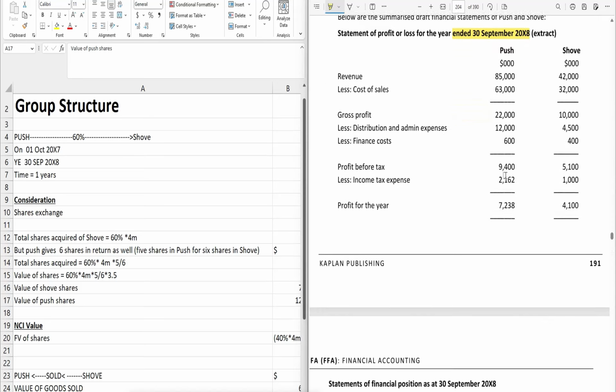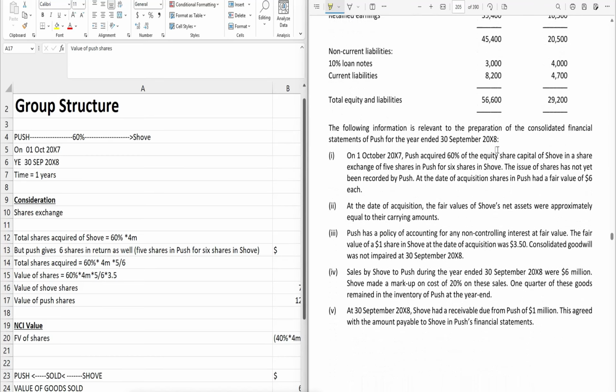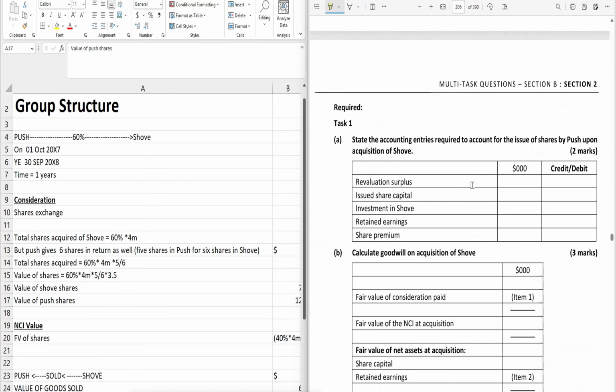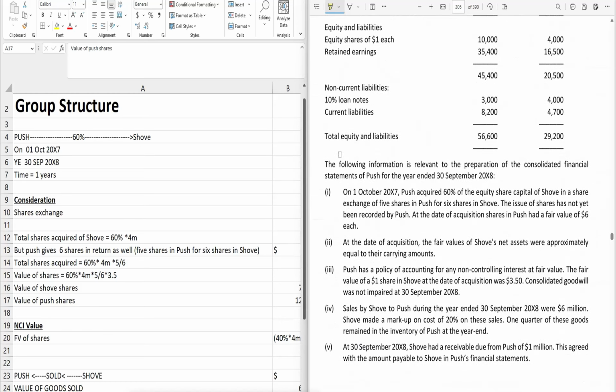So they have provided the profit and loss and financial position as well, and there are a few notes they have provided, but let's look at the requirement before reading those notes. So the first one is asking, state the accounting entries required to account for the issue of shares by Post upon acquisition of Solve. So now let's figure out what the journal entry will be when Post is acquiring. So we got to know that Post is the parent and who is acquiring the subsidiary.